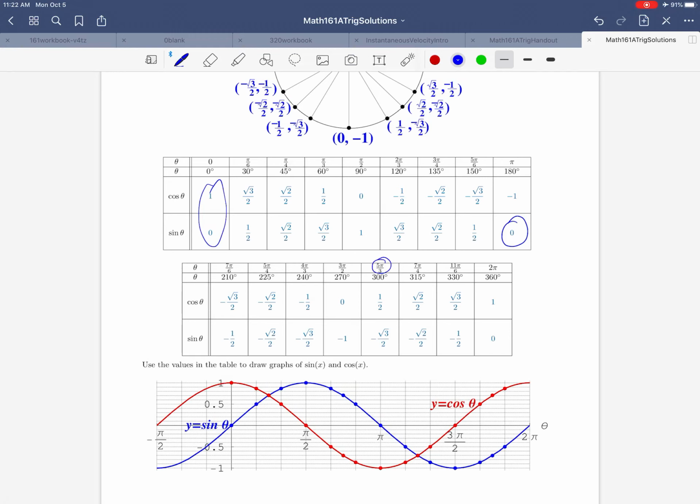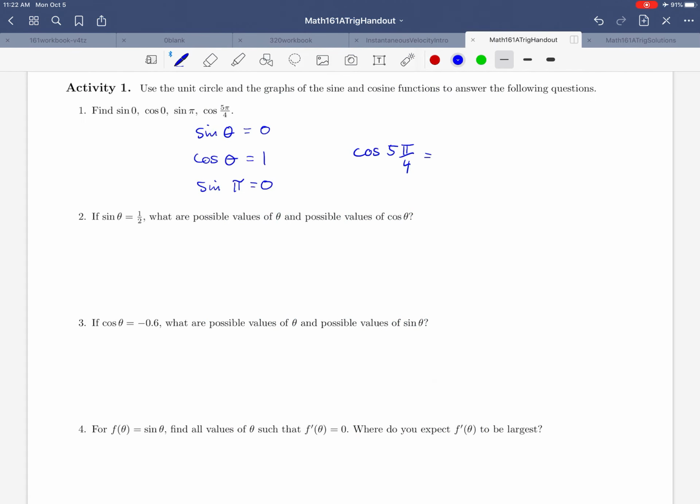And then cosine of 5 pi over 4. Where is 5 pi over 4? That is over here. We wanted the cosine of 5 pi over 4. Oh, I'm sorry. I circled the wrong one. We wanted 5 pi over 4. That is right here. So we see the cosine is minus root 2 over 2.